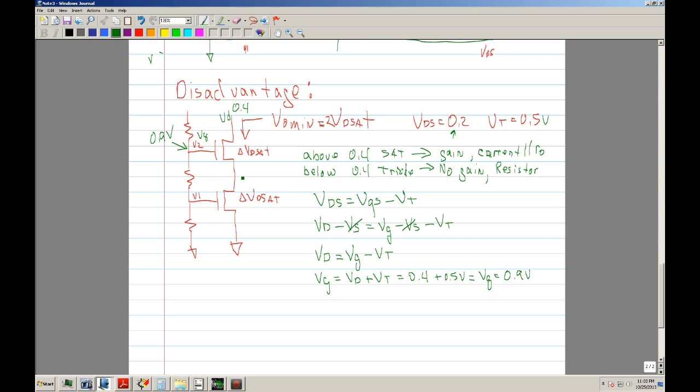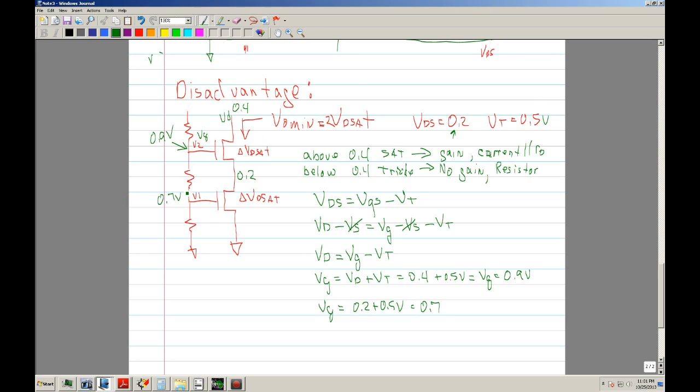And by the same token, you can do the same thing. You know that this is 0.2. Same thing. You have 0.2 plus 0.5 volts. So that means you would have 0.7. So you have 0.7 volts.